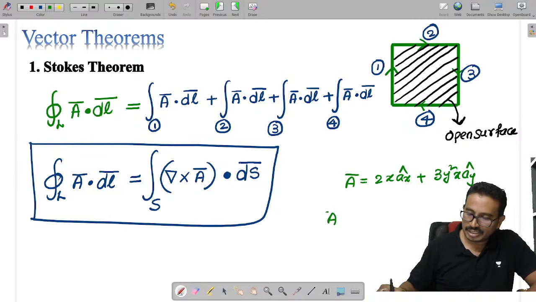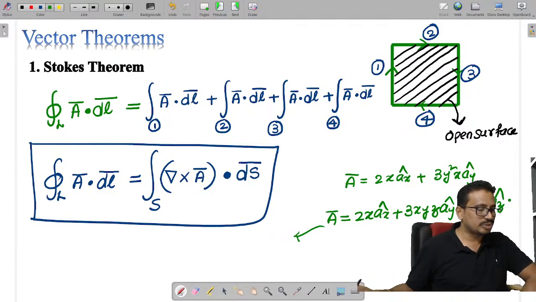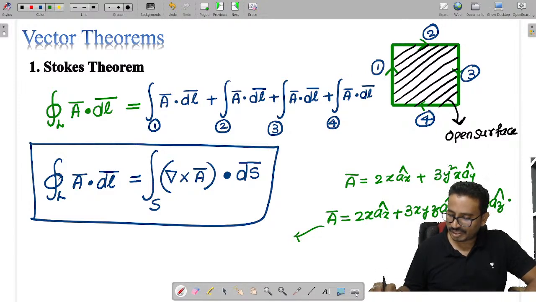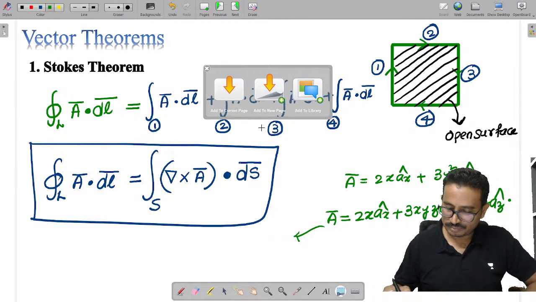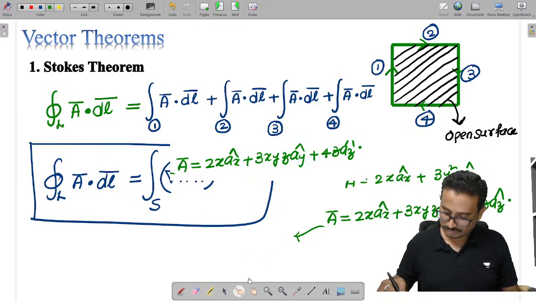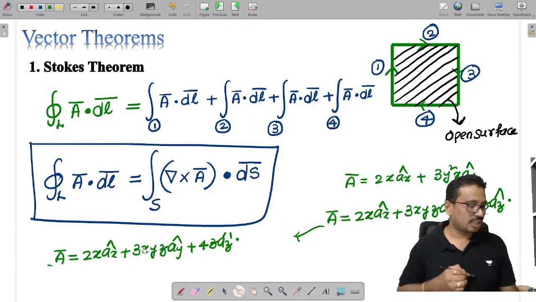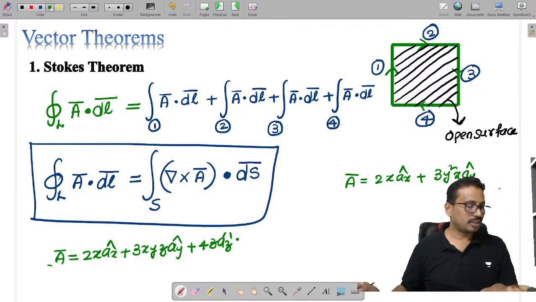If the vector contains the z component also, that is 2x into ax cap, 3xyz into ay cap, plus 4z into az cap, then in this case we call this Stokes theorem. If we have a vector like this, we call this Stokes theorem. This is the case in which we use Stokes theorem, isn't it? Right.